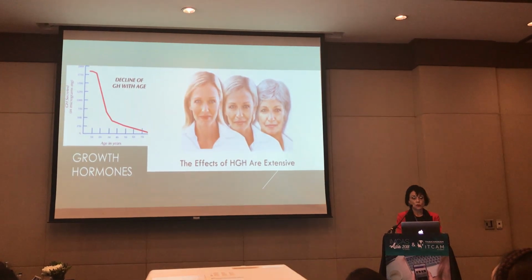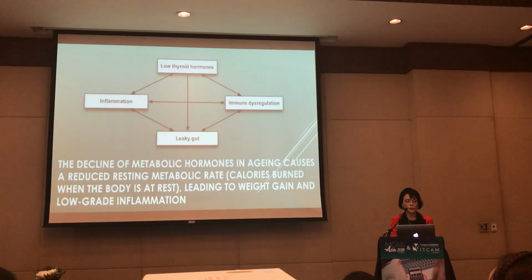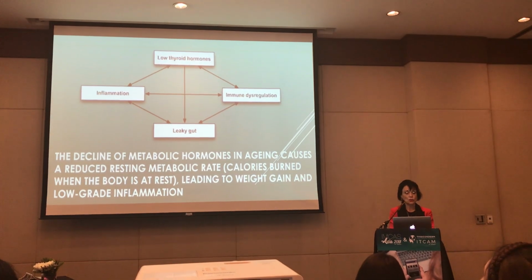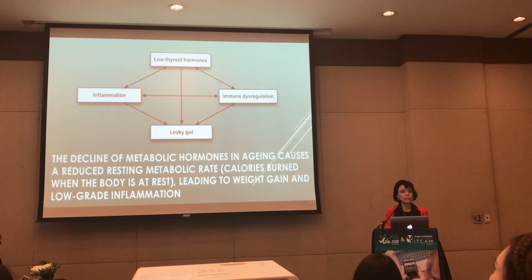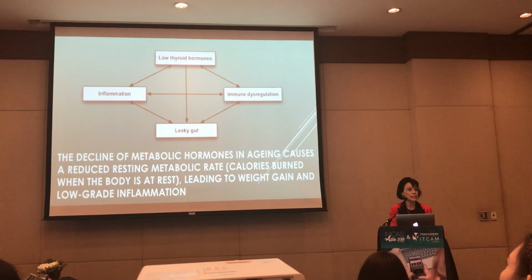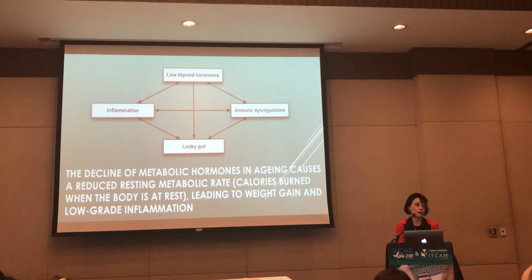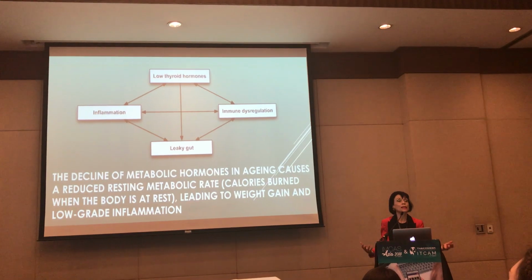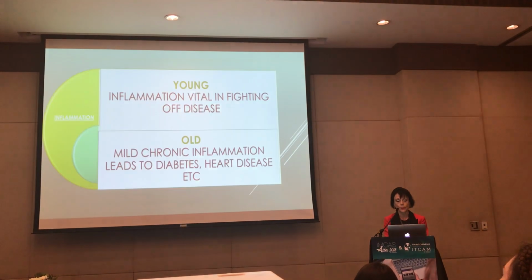Growth hormones decline with age. The effects of growth hormones are quite extensive. Thyroid hormones, the metabolic hormones in the aging process, are reducing resting metabolic rate. That means the calories burned when the body is at rest are significantly less in the aged than in the young, and that's why they become bigger. That's why obesity is much higher.